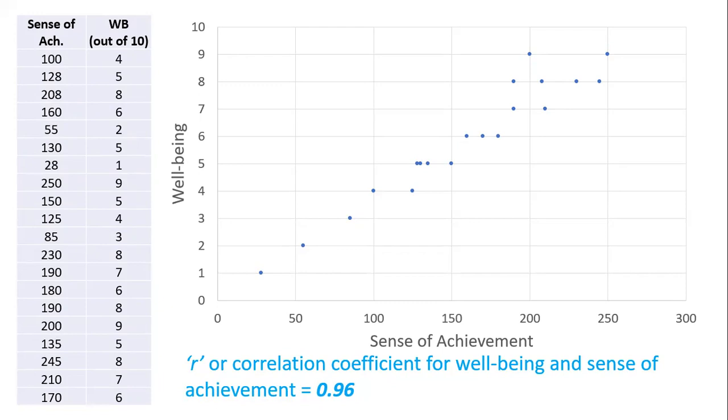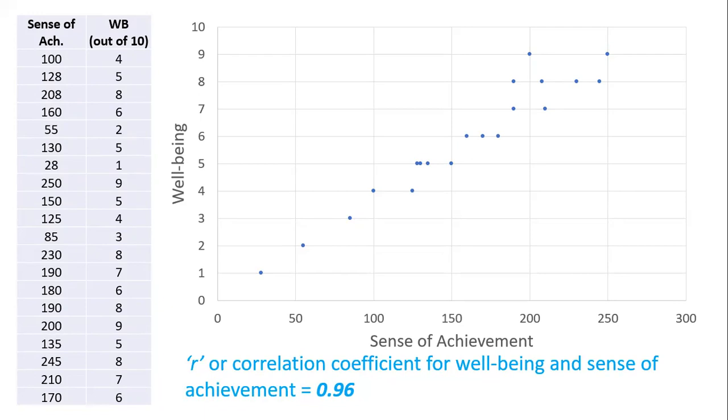So that's the simulated data regarding sense of achievement and well-being, and we find that it makes sense to make use of correlational technique, particularly in finding out the correlation coefficient that gives us the range of values with which we can interpret the association between the two important variables related to well-being.